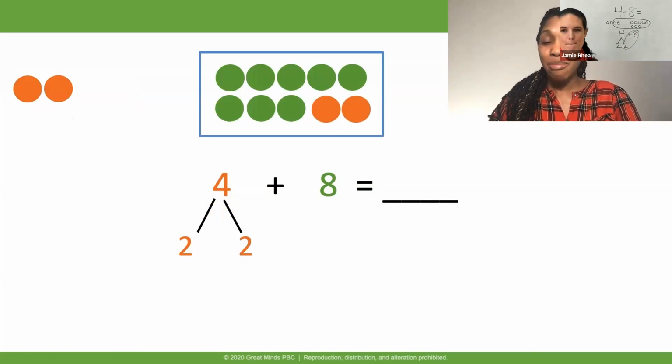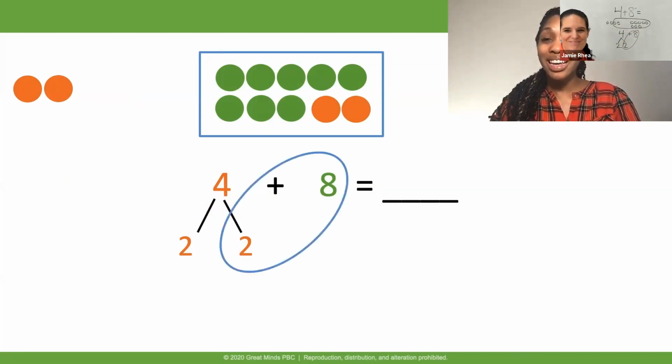Go ahead and make your work match mine. Okay, if you don't have your number bond sentence, then let's go ahead and do that. 4 plus 8, and then break that 4 down to 2 and 2. And go ahead and circle your 8 and 2 because we circled the 8 and 2 in our drawing. So let's make it match. Just like we framed our drawing, I'm going to frame our numbers as well to show that we grouped 8 and 2. 8 plus 2 equals what?